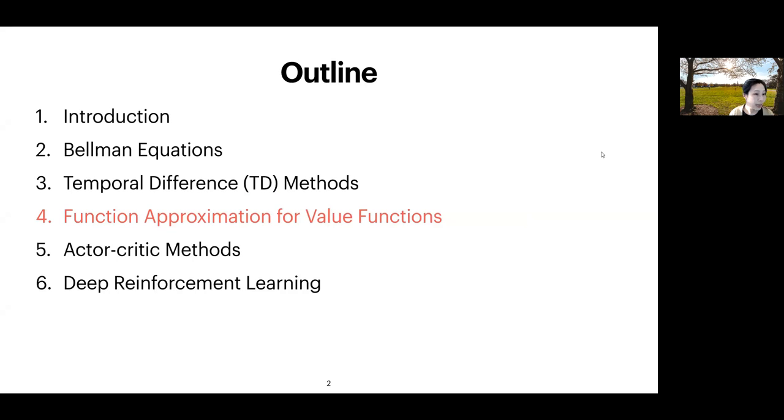Just as an outline again, today is to cover the function approximation of the value function. And this is the fourth topic that we will be covering for reinforcement learning. Next lecture will be actor-critic.